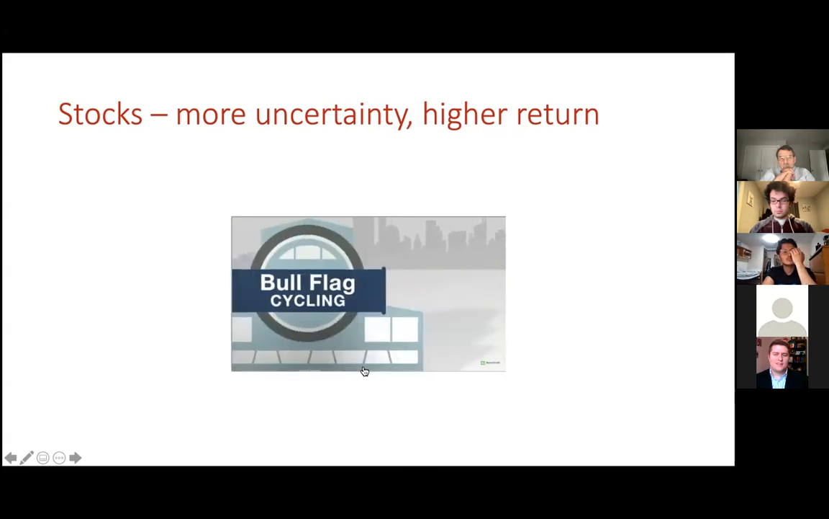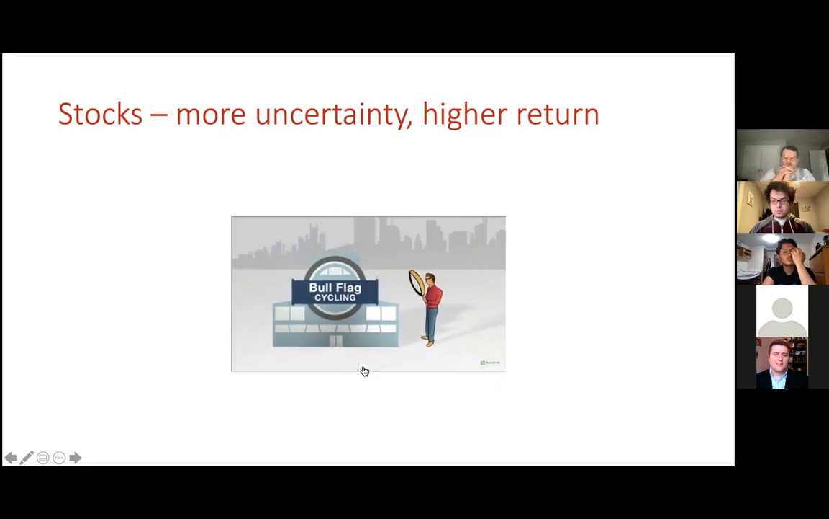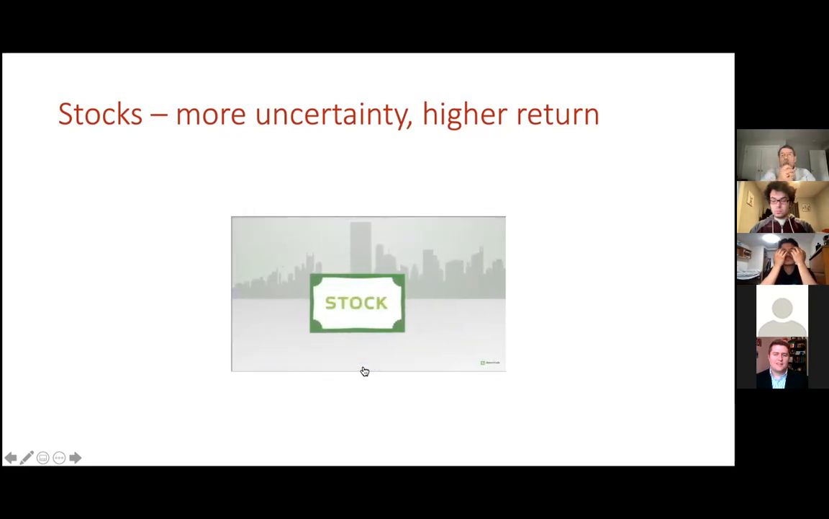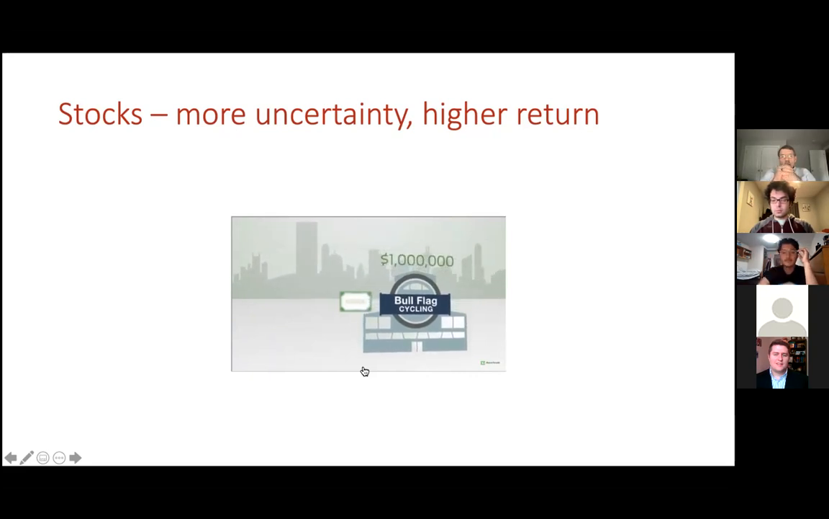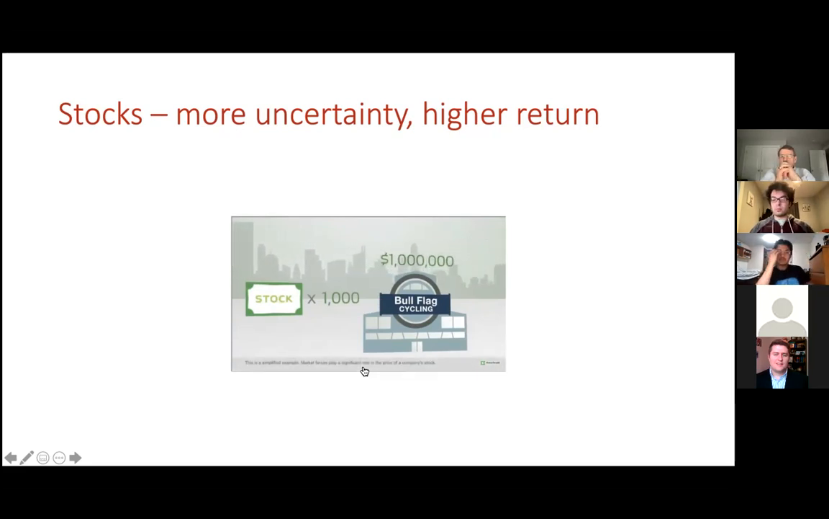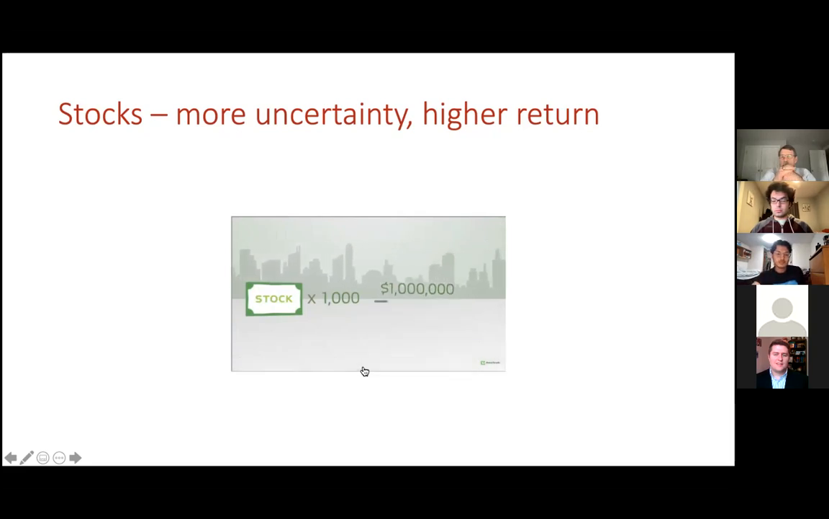He thinks Bull Flag Cycling is a promising company that's likely to grow. Because of this, he thinks buying a share would be a good investment. So how much does a share cost? Suppose the company decides to raise $1 million, and it decides to issue 1,000 shares of stock. Because each share represents a fraction of the company's worth, and there are 1,000 shares, each share represents 1/1000th of Bull Flag Cycling. Because the company is raising $1 million at the initial public offering, or IPO, each share would be initially valued at $1,000.